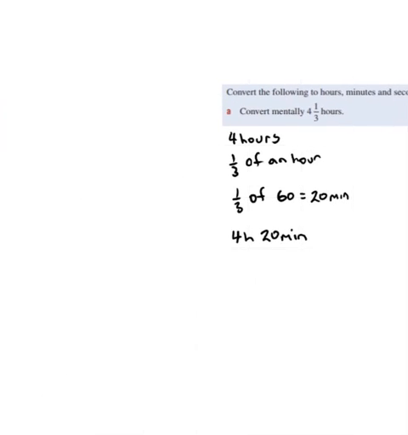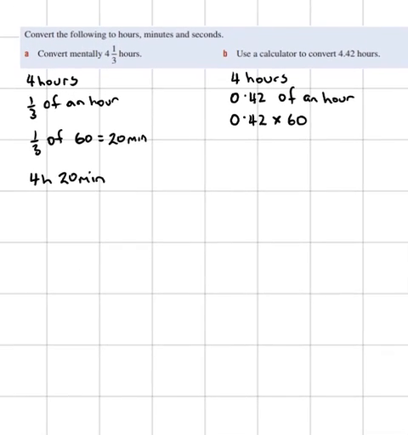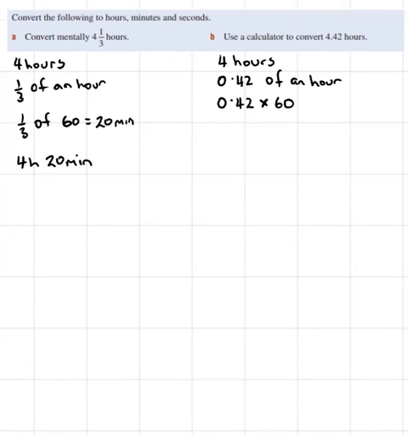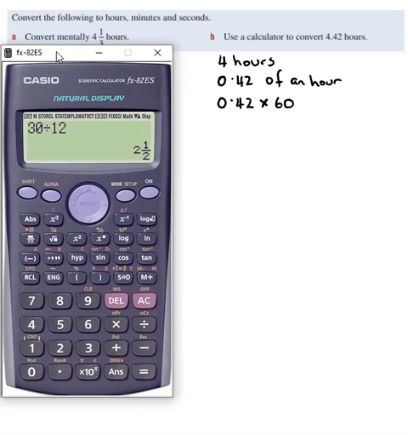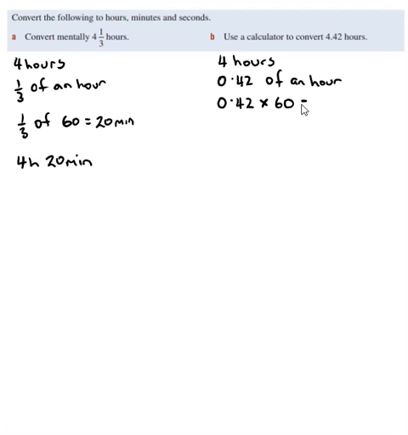I'll grab my calculator and bring it over here. Slide that in over here so we can see it. So we've got 0.42 times 60 gives me 25.2 minutes. So now we've got 4 hours and 25.2 minutes. We still have the 0.2 of a minute.